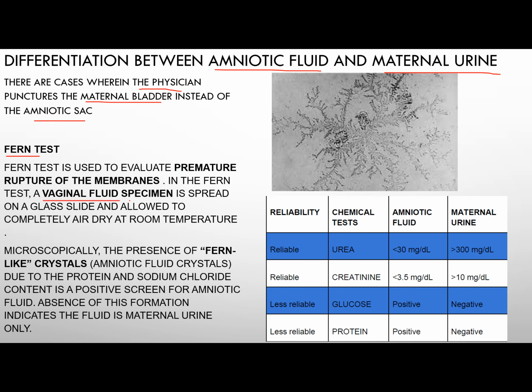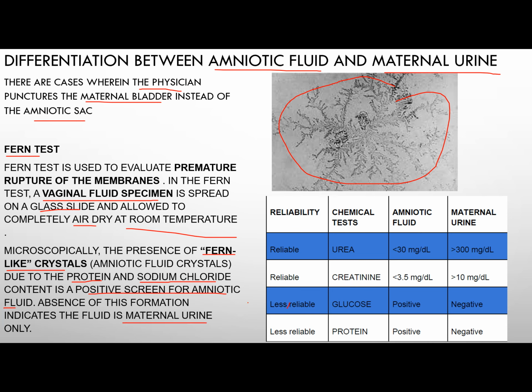In the Fern test, a vaginal fluid specimen is spread on a glass slide and allowed to completely air dry at room temperature. Once it's air dry, you would view it under a microscope and look for the presence of fern-like crystals. If you take a look at the picture, that is the appearance of a fern. You have seen the fern plant, right, class? These are amniotic fluid crystals. The reason why there are fern crystals, class, is due to the protein and sodium chloride content, which is a positive screening for amniotic fluid. Absence of these fern crystals, class, would indicate that the sample is maternal urine.